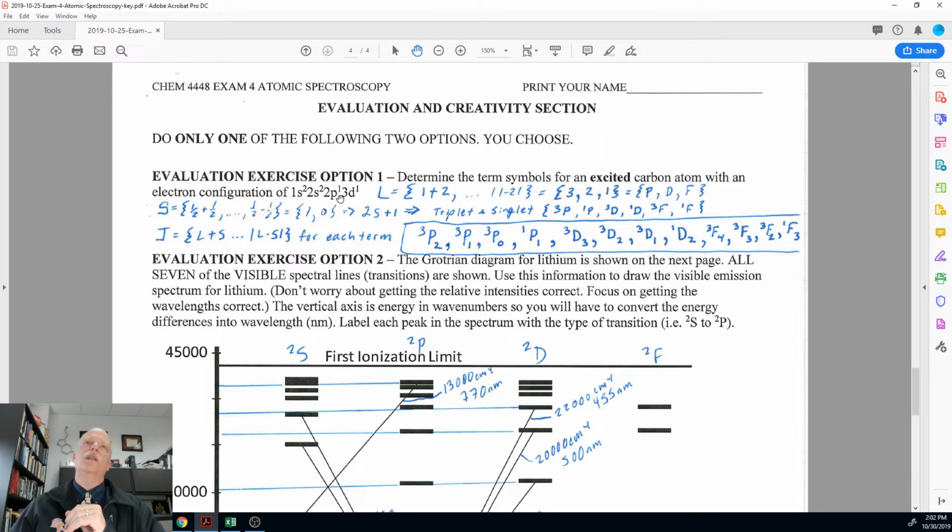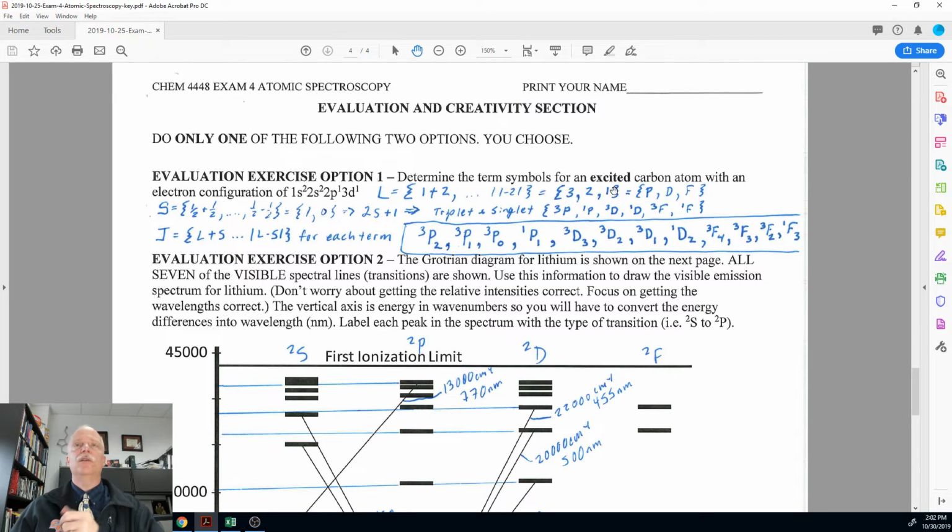And so you can look at this. The angular momentum quantum number for this p electron is 1, and the angular momentum quantum number for the d electron is 2. So your max value for L is 1 plus 2. Your min value is the absolute value of 1 minus 2, so your min value is 1. Your maximum value is 3. So the full range of this Clebsch-Gordan series is 3, 2, 1.